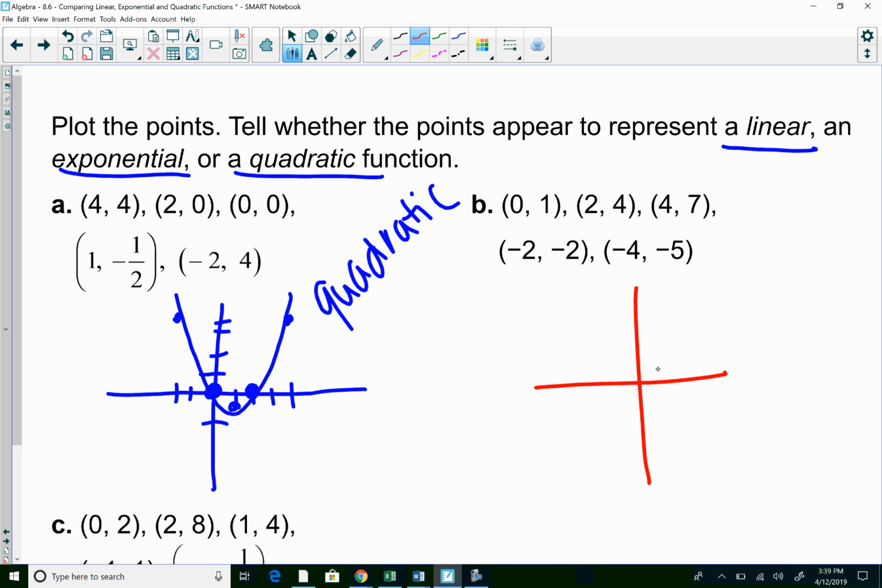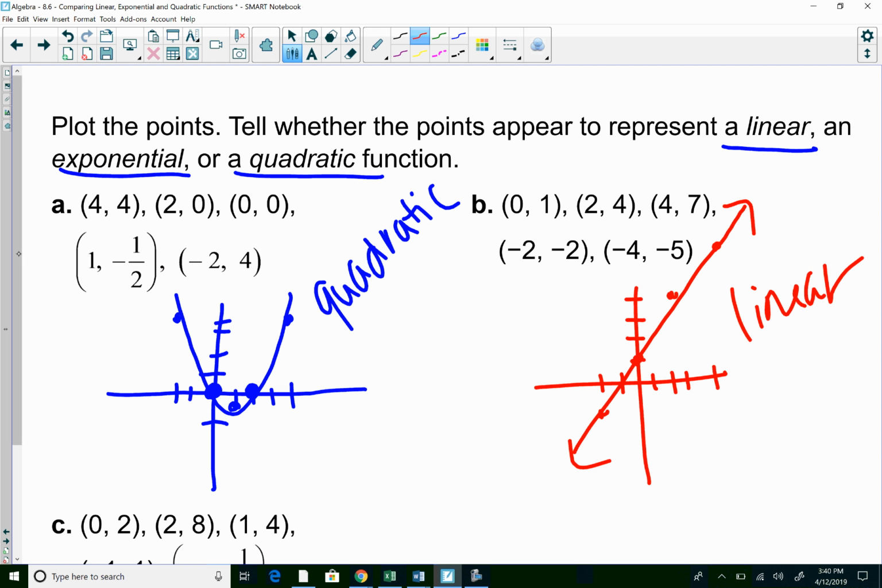Example 2, or example B. Again, plot the points. You're at 0, 1, 2, 4, 4, 7. So about up here, negative 2, negative 2, and then negative 4, negative 5. To me, that's pretty linear. So that example is going to be linear.